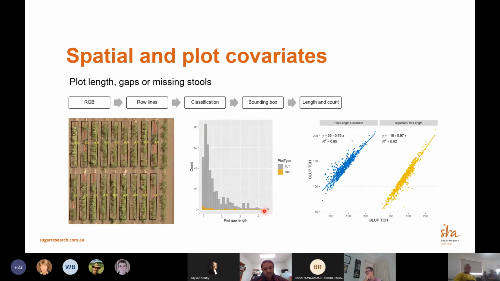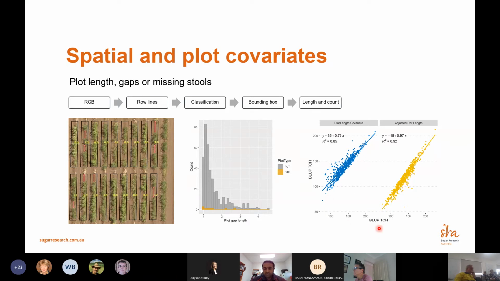The next thing is, as I said, there could be discrepancies in the plot, such as differences in plot length. It's usually assumed that all the plots are of the same length, either 8 or 10 meters, but in reality, they could be of different lengths, and accounting for these different lengths by using plot length as a covariate in breeding trial analysis can also contribute to improving the heritability of some of the traits.